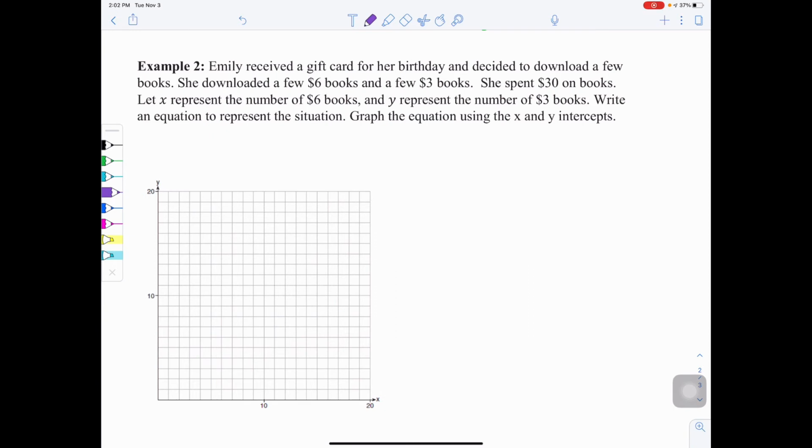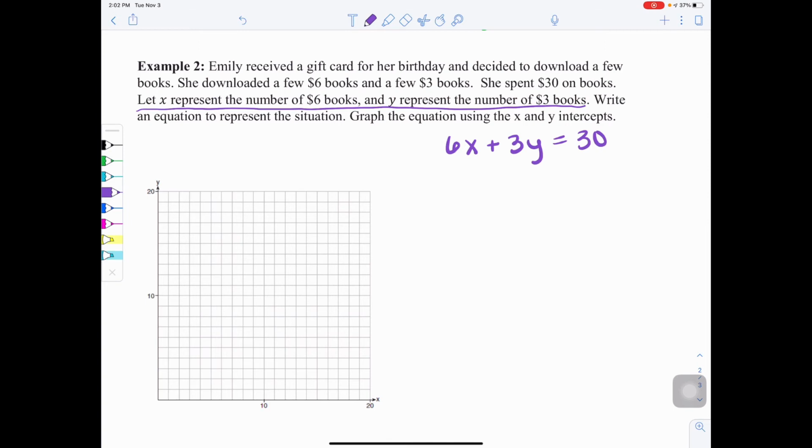So typically I would say to you, we need a let statement. However, they have given it to us right there. So we know X is the $6 books and Y are the $3 books. So when you're writing an equation like this, you need to think about what you're doing. If X is the number of $6 books, no matter how many of them you buy, you need to multiply them by $6. So if you bought 2 books, it'd be $12. If you bought 10 of those books, it'd be $60. You're multiplying 6 by the number of books that you buy. Similarly, for the $3 books, it's $3 for each book you buy, for a total of $30.